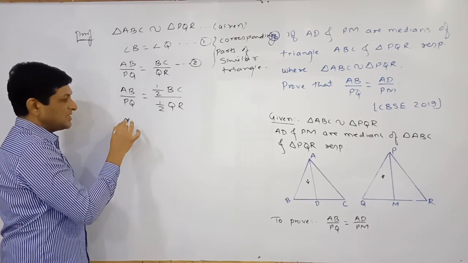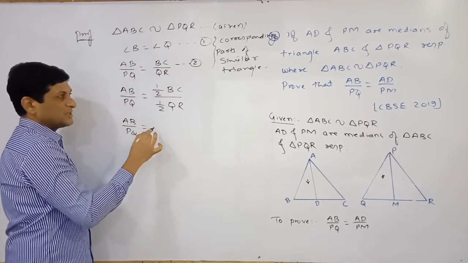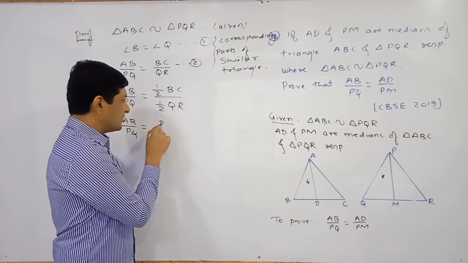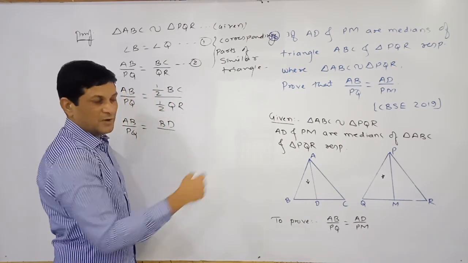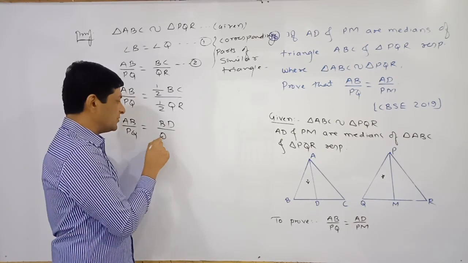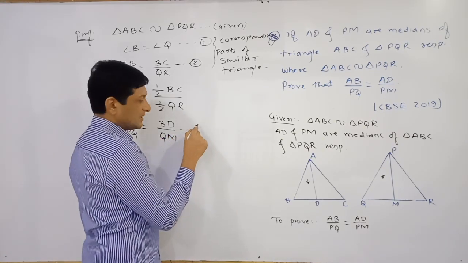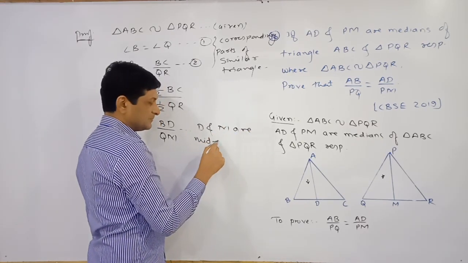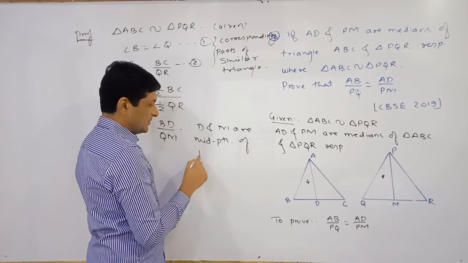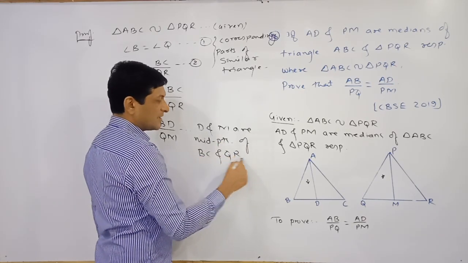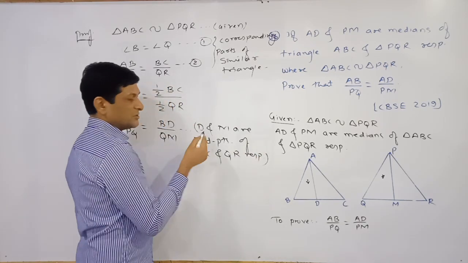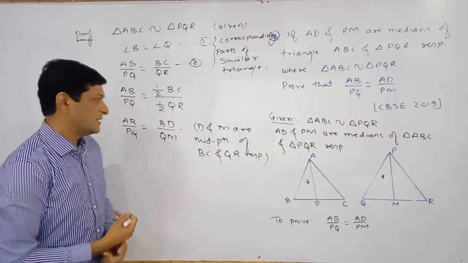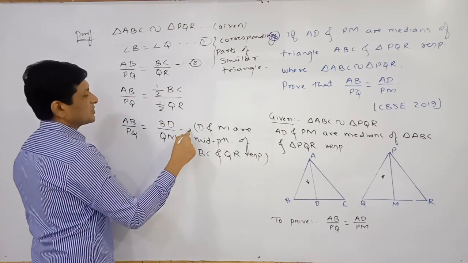AB upon PQ, we are not disturbing it. So here we are simply multiplying the numerator and denominator by half. So AB upon PQ, keep it as it is, which is equal to, what is half of BC? Half of BC will be equal to BD, because D is the midpoint. And half of QR will be equal to QM. Here give the reason that D and M are midpoints of BC and QR respectively. This is the given condition. Why are we saying that they are midpoints? Because AD and PM are medians. So let us denote this result by equation number 3.